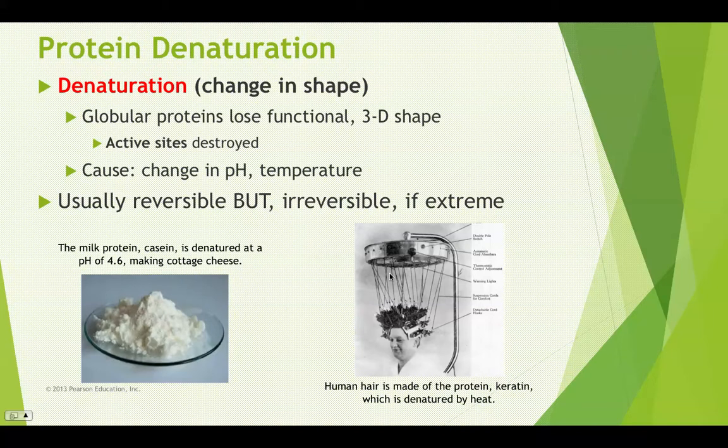Protein denaturation. Now, protein denaturation just means that protein has been changed in shape. When it comes to our globular proteins, if you change the shape of that protein, it will lose its activity because you're losing that functional 3-dimensional shape, and you're destroying the active site, so it can't work anymore. Could be a change in pH or a change in temperature. It's usually reversible, but sometimes it's irreversible if it's extreme.